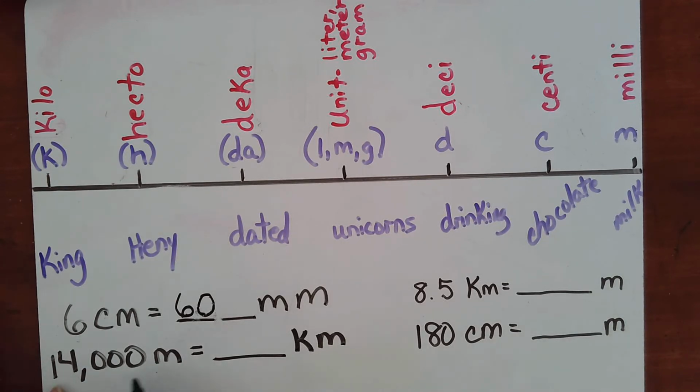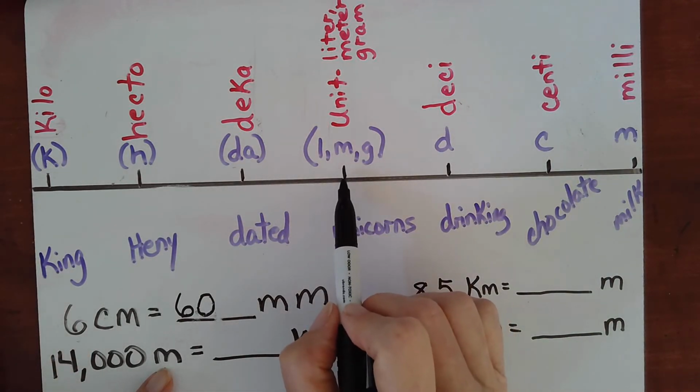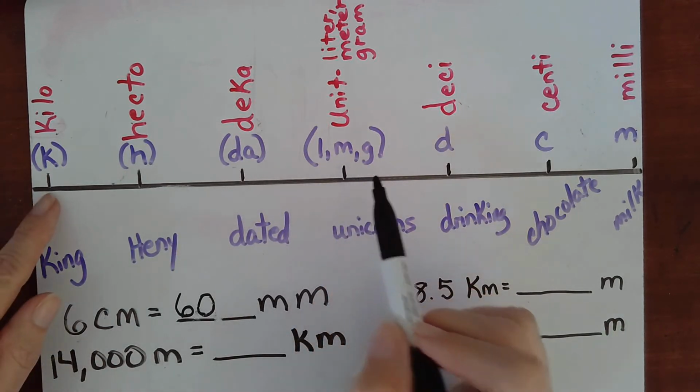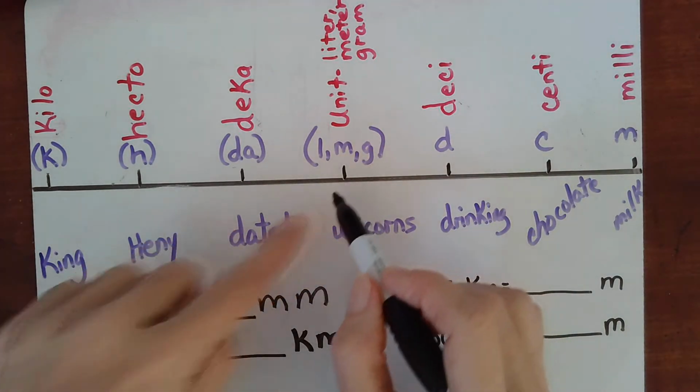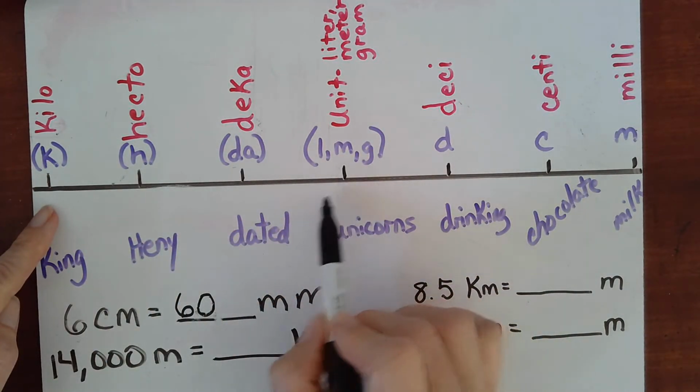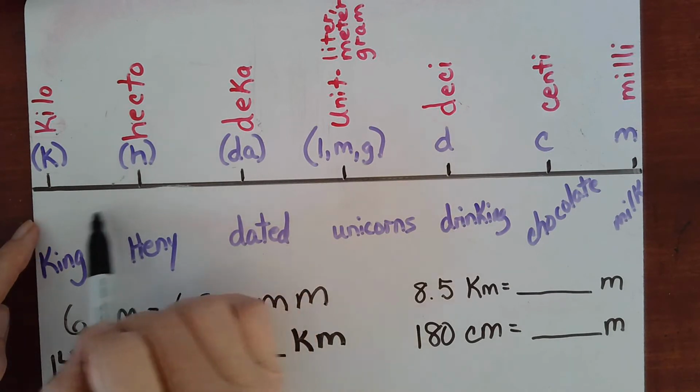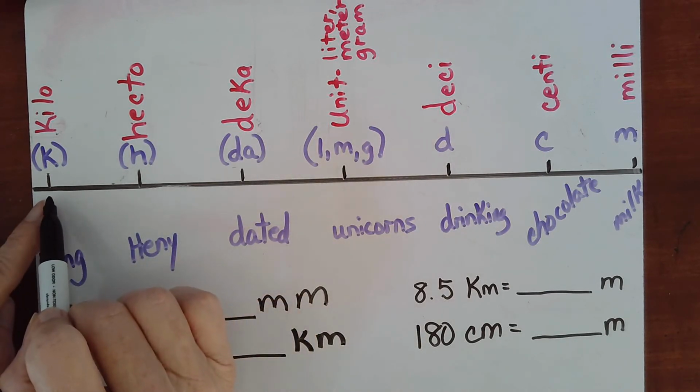Convert 14,000 meters, remember the single M is meters, to kilometers. So let's find meters, which is here. This is our unit meter. And we're going this way now to kilometers. So let's see how many steps to the left. We're starting here, we're going this way. We're going to move 1, 2, 3 places to the left.